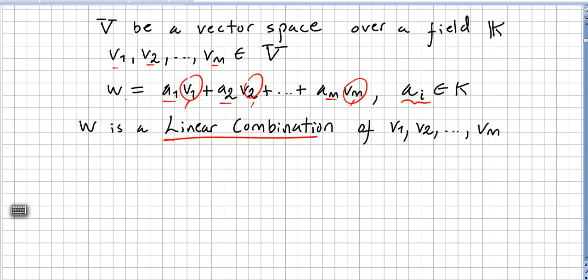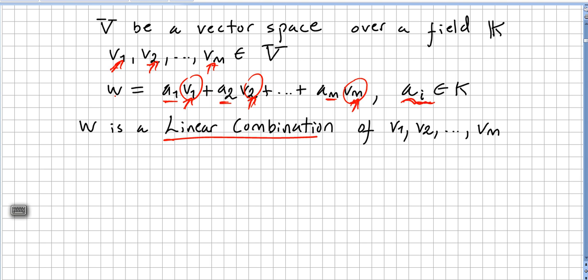And let us say we have a vector W, and vector W is equal to A1 times V1 plus A2 times V2 plus etc. plus AM times Vm, where all these Ai's are in the field. So A1 is a scalar, A2 is a scalar, Am is a scalar, and those V's are all vectors, okay? They are these vectors here, V1, V2, Vm.